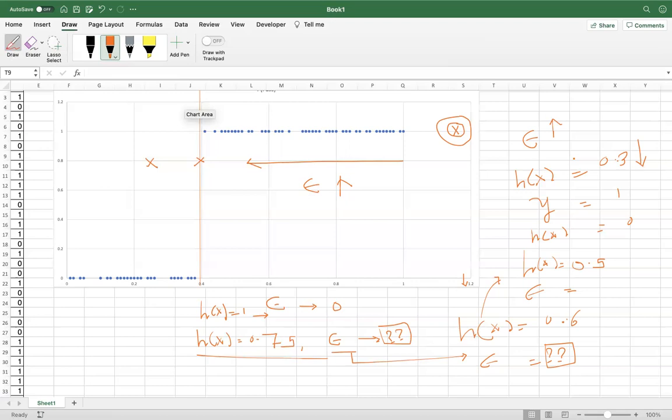There is no upper limit for an error. Error just keeps increasing as my h of x and y start becoming different. There is no upper bound to an error. The lower bound is 0. So in this case, you cannot tell that error will be equal to 1, which means you are giving an upper boundary to an error. Highest value my error can get is equal to 1. That's what you are telling.